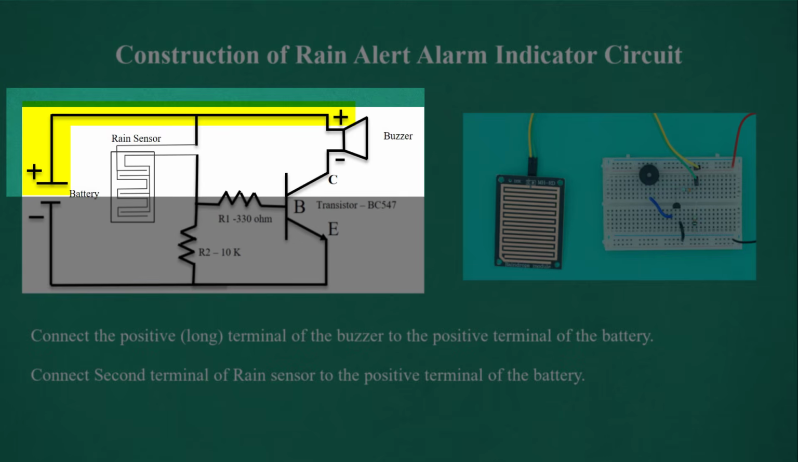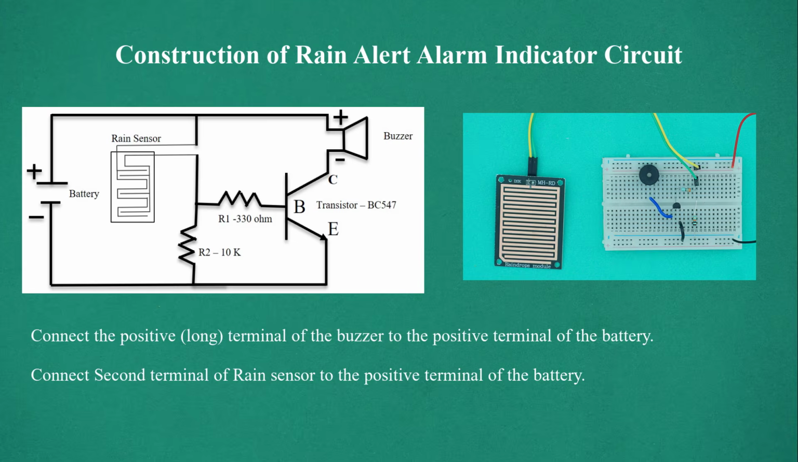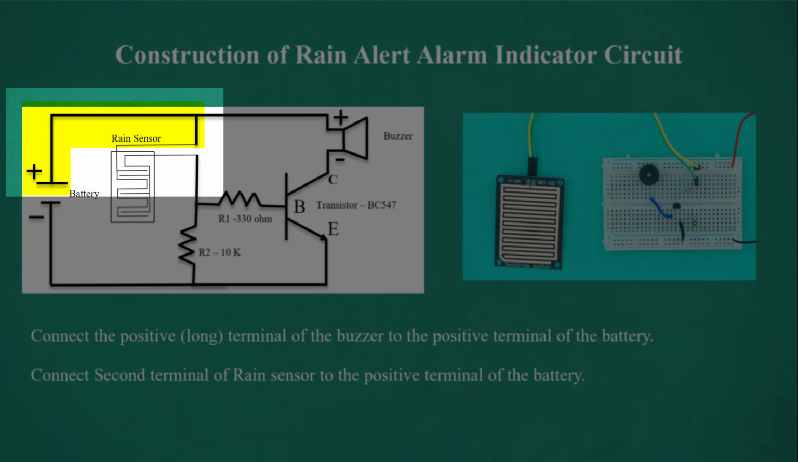Connect the positive long terminal of the buzzer to the positive terminal of the battery. Connect the second terminal of the rain sensor to the positive terminal of the battery.